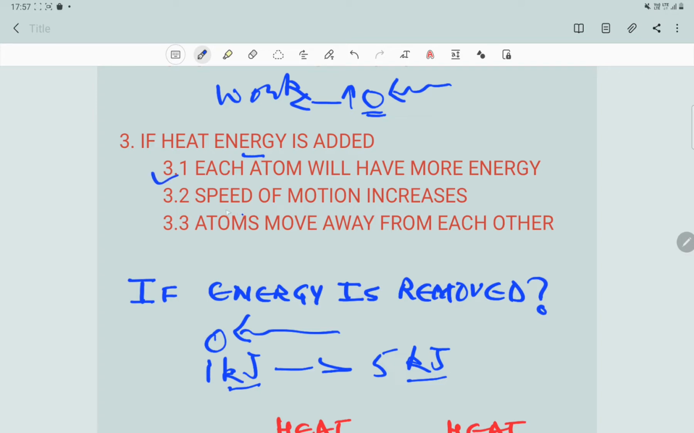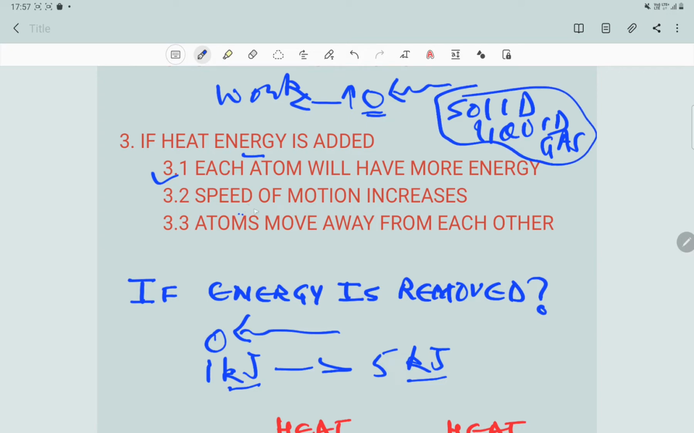In this particular video, we will observe that when heat energy is added to any state of matter, be it a solid, a liquid, or a gas, the speed of the motion of the atoms in these states of matter will increase. Let us go back to the simulator and observe what happens when we add heat energy to it. Also later we will learn what happens when heat energy is removed from these states of matter. Now back to the simulator.